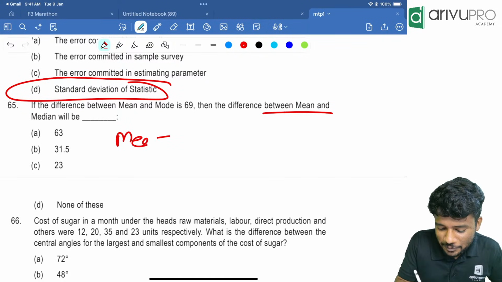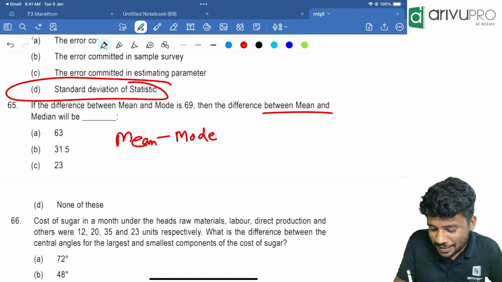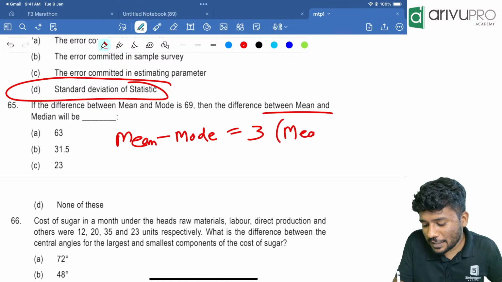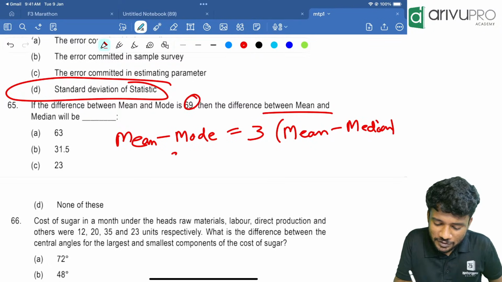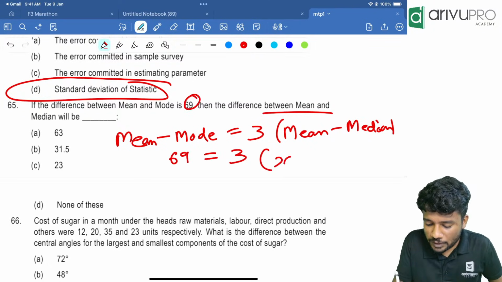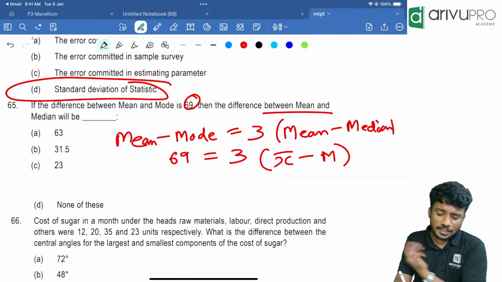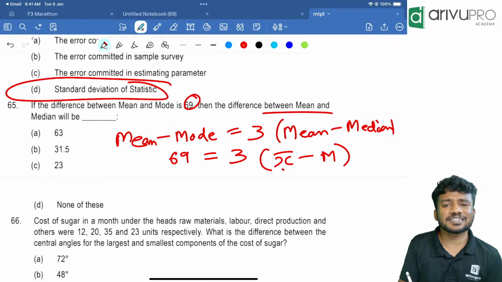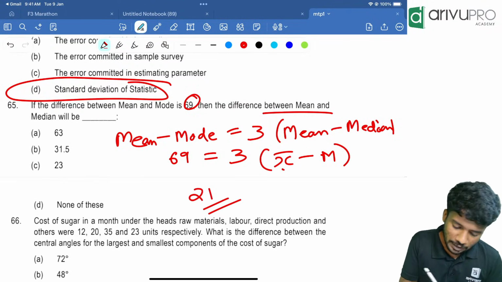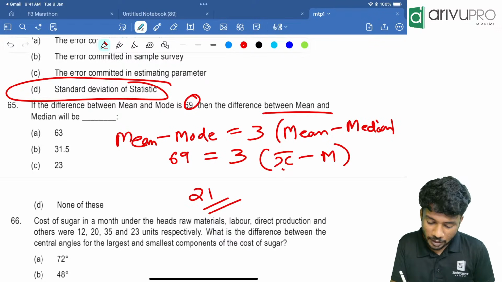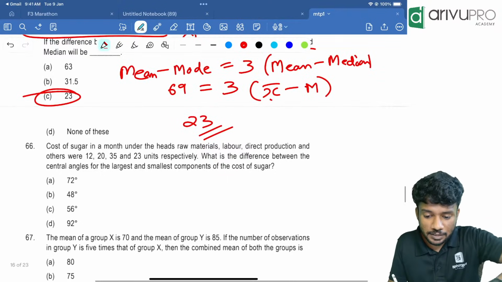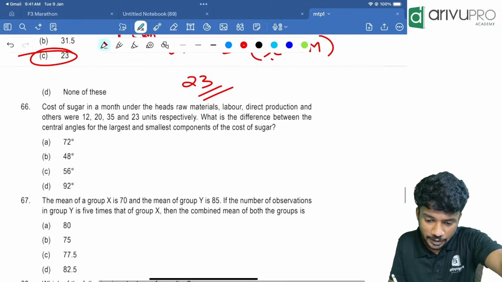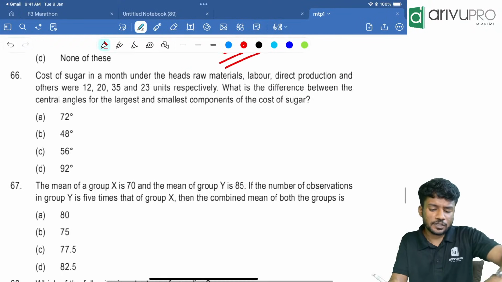Mean minus mode is equal to 3 into (mean minus median). Mean minus mode is given as 69, which equals 3 into (x bar minus median). You can represent the median using m itself. So x bar minus m is how much? 69 by 3, that is 23. Option C is your answer. Yes, 55, I think A is correct. We'll go to that. We'll check again once again.